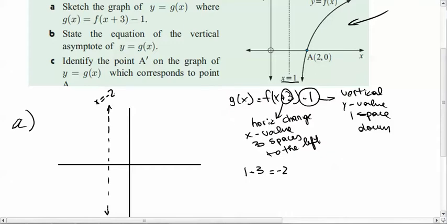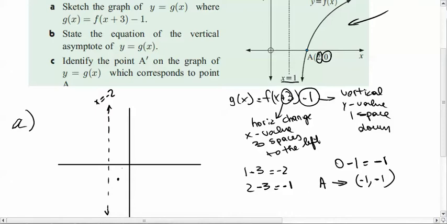Alright, so now the other information we have is point A, which is 2, 0. So we could use this point, which is 2, and subtract 3 from it, and we get -1. So this is the x coordinate, but now we need the y coordinate. So what we do is 0 minus 1, and that's equal to -1. So the new coordinate of the point A is now -1, -1. So we just move it over here.